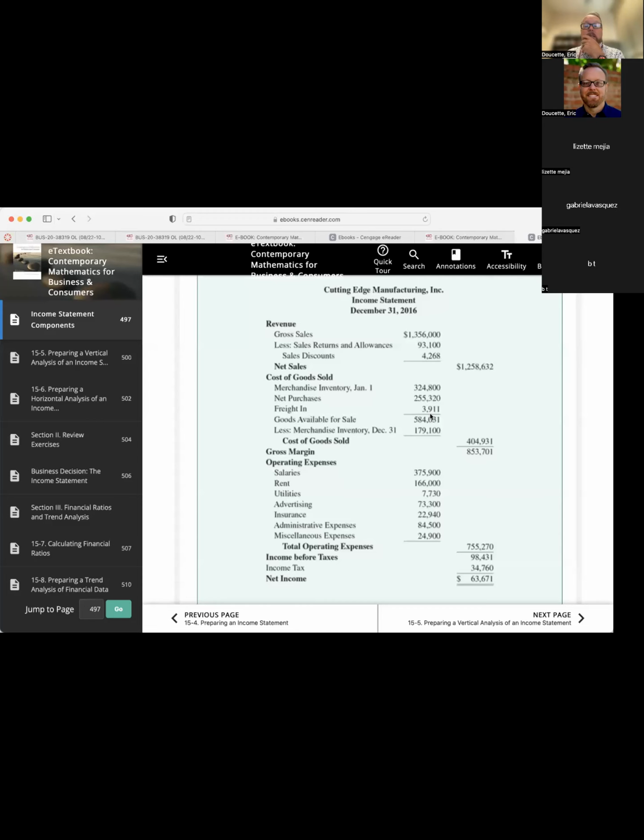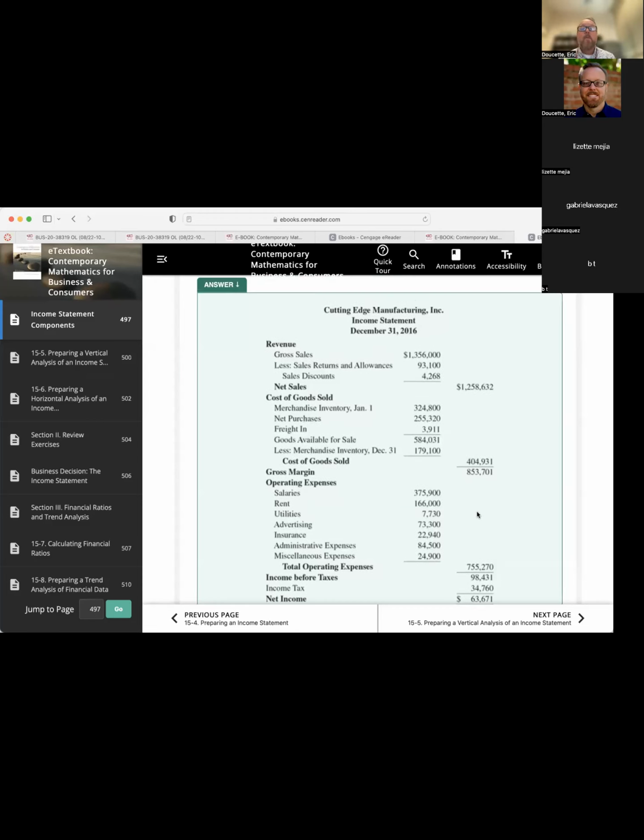All right, so here is the way it should have looked. It's right out of your book. So again, we had our gross sales. We took out our returns and our discounts. So that gave us the 1,258,632. Then we did our beginning inventory, our net purchases, our freight in, our goods available for sale. We totaled all those up. And then we subtracted the existing remaining merchandise and ending inventory from that, because even though I had inventory at the beginning of the time, I still have some at the end that's still there.